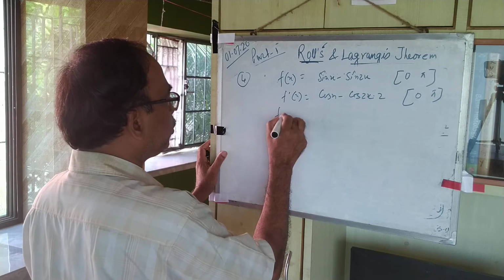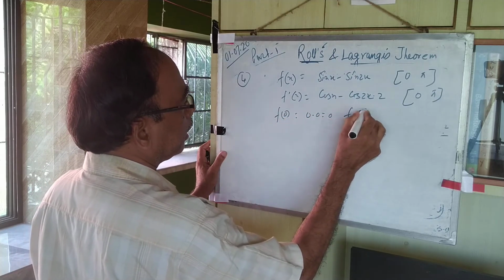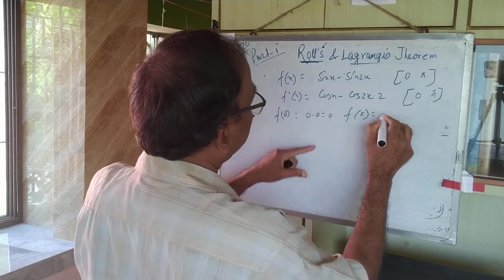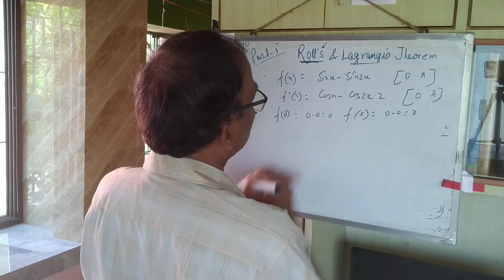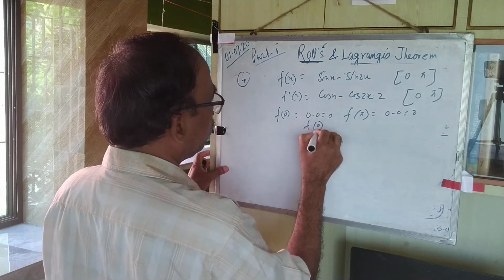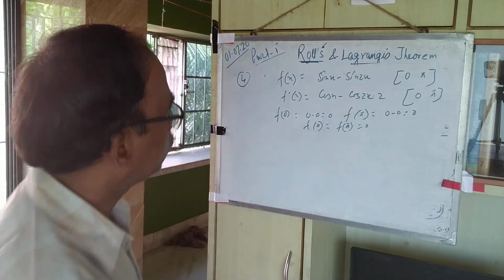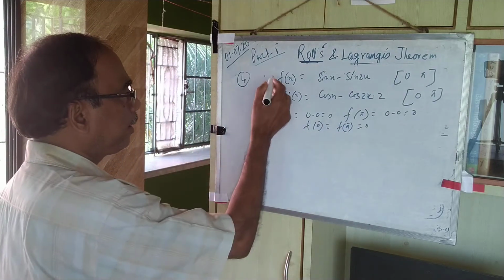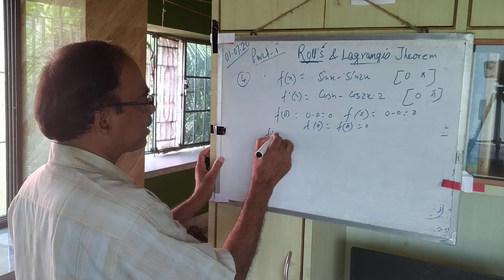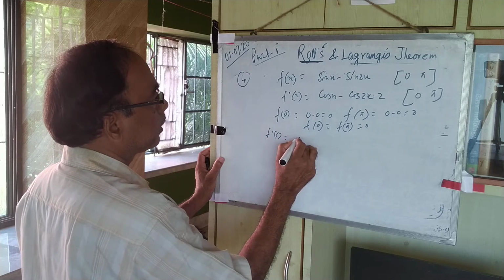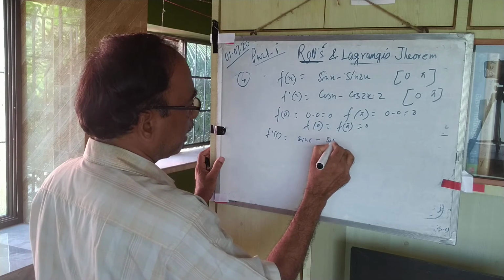Therefore, f(0) equals 0 minus 0, that is 0. f(pi): sin pi is 0 minus sin 2 pi, which is 0, that is 0. That is f(0) equals f(pi) equals 0. Therefore, f(a) equals f(b). Therefore, the 3 conditions of Rolle's theorem are satisfied. Now we can prove f dash c equals 0 for f(x) equals sin x minus sin 2x.